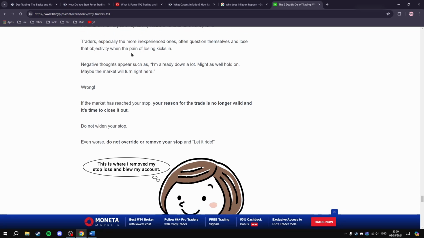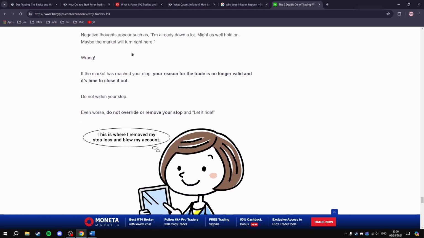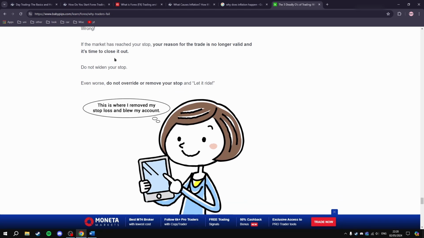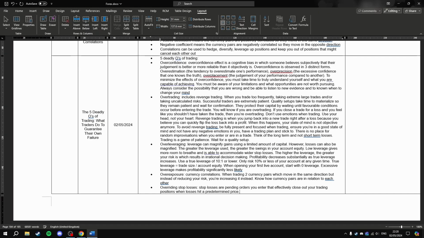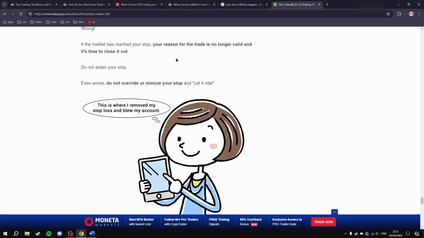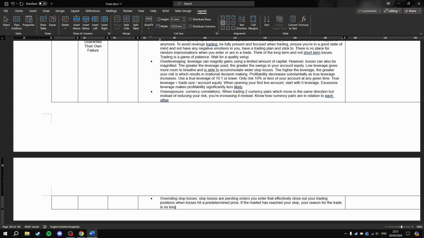Traders, especially the more inexperienced ones, often question themselves and lose that objectivity when the pain of losing kicks in. Negative thoughts appear such as, I'm already down a lot, might as well hold on, maybe the market will turn right there. Wrong. If the market has reached a stop, your reason for your trade is no longer valid and it's time to close out.